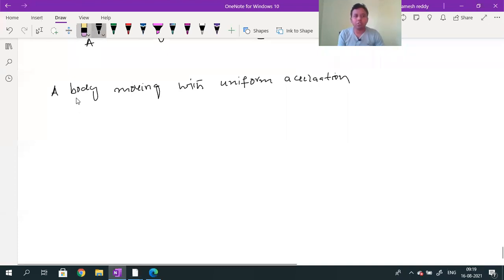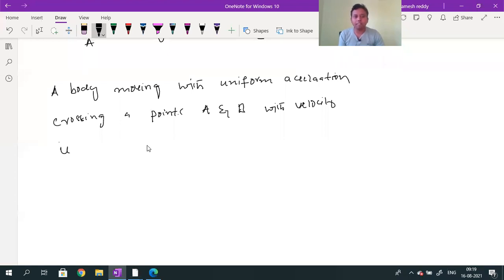So, crossing two points A and B with the velocities u bar and v bar, with velocity u bar and v bar.